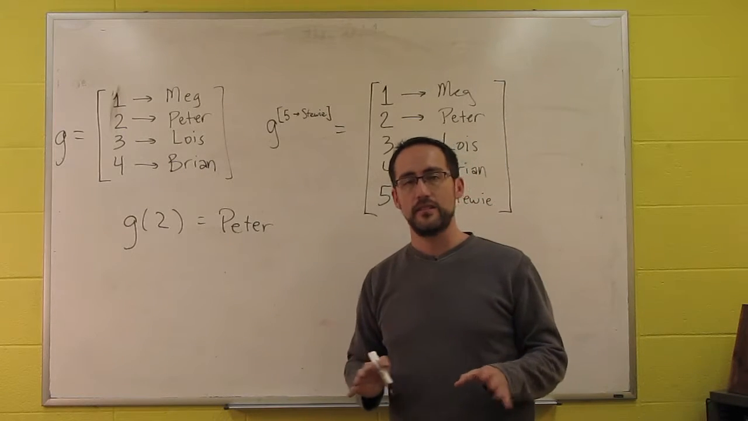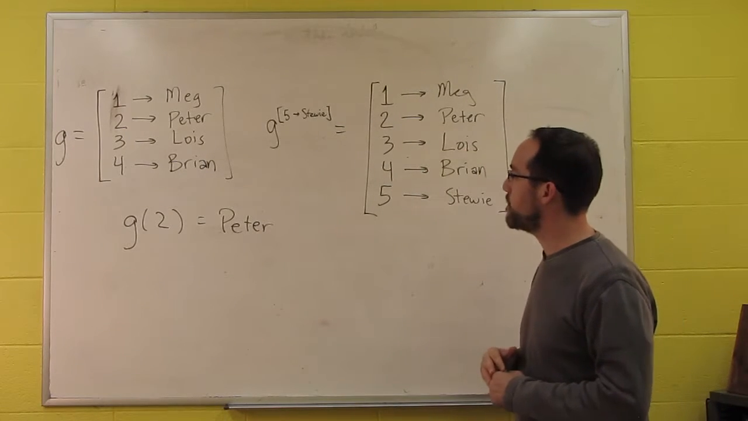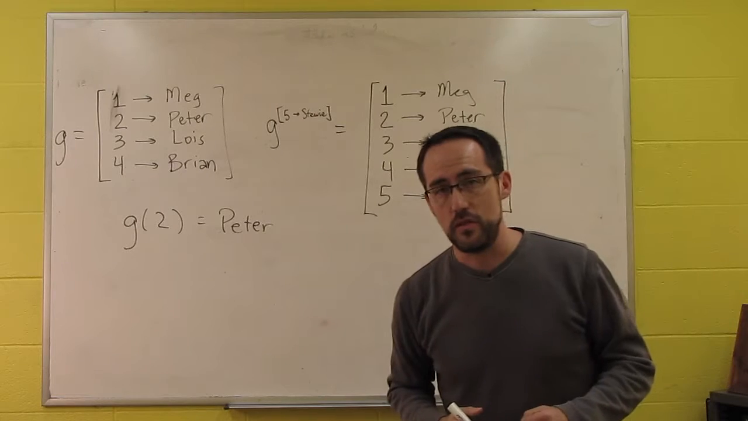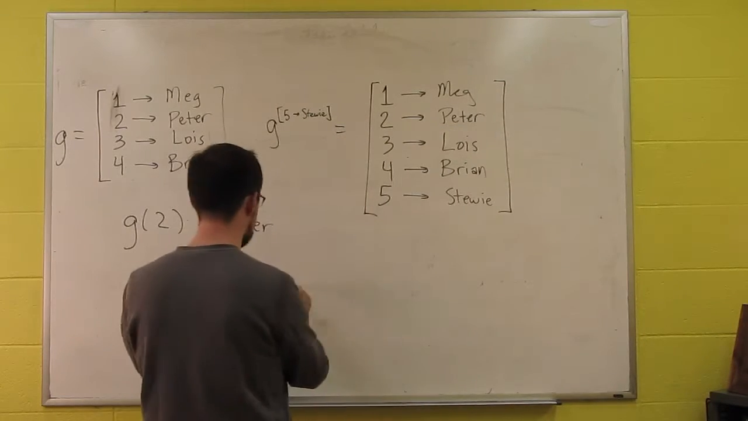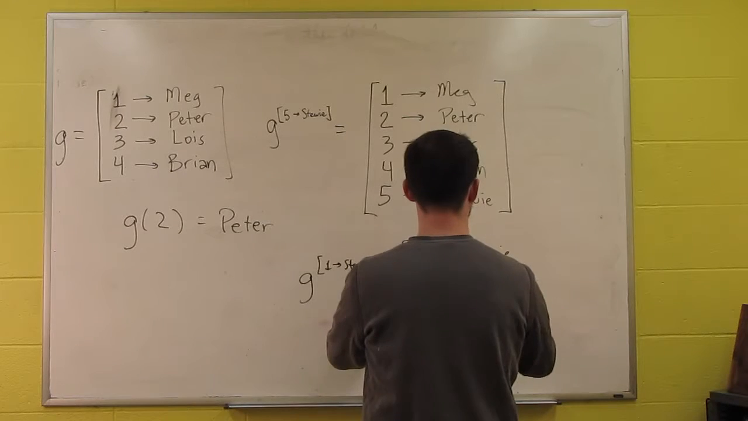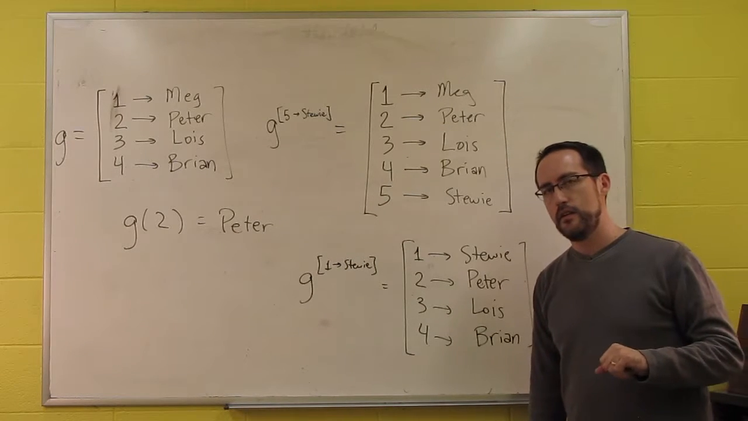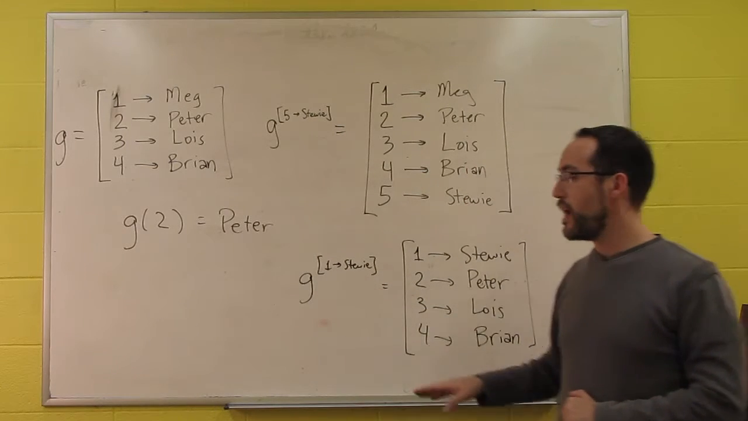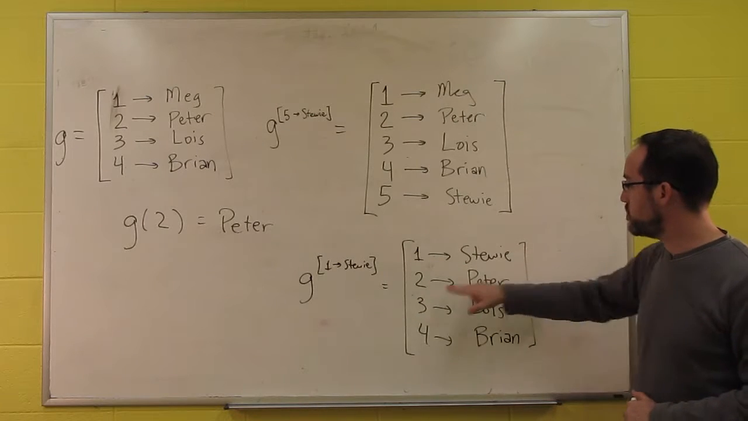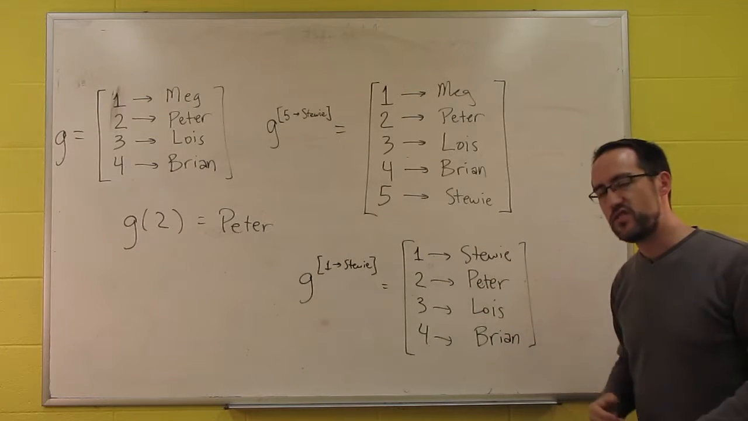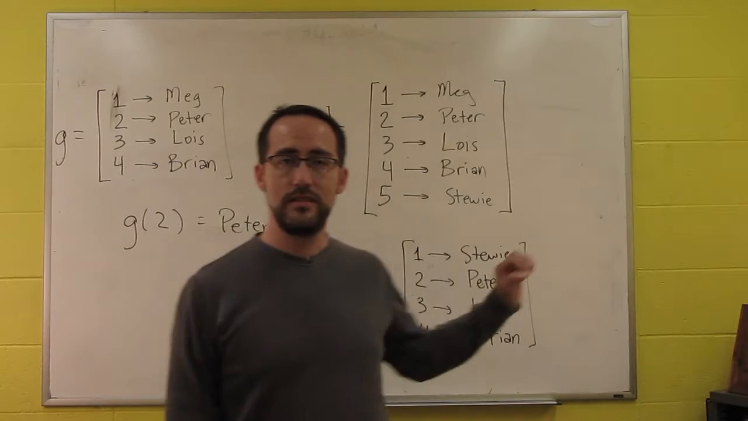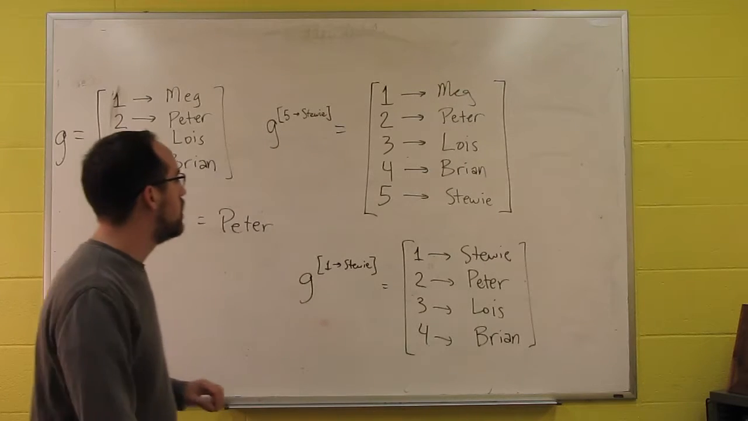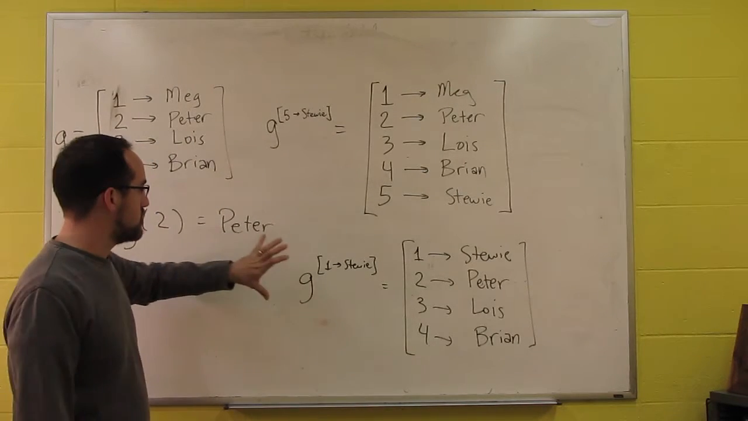So let's do that. So instead of saying that 5 maps to Stewie, we're going to have an assignment G where 1 maps to Stewie instead. So now we have a new assignment, G modified so that 1 maps to Stewie. And that's going to look like this. 1 maps to Stewie, 2 to Peter, 3 to Lois, 4 to Brian. That is to say, apart from the actual listed modification, we don't change anything. Change nothing at all.